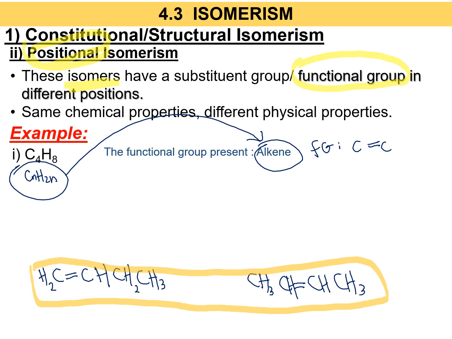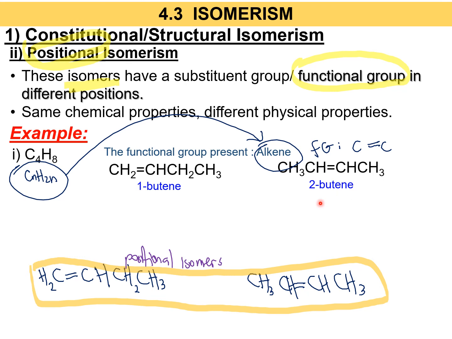Isomers. Tapi isomers apa? Positional isomers. Just because, kenapa? Kedudukan double bond dia berbeza. Boleh bertukar. Okay, kalau let's say proper sikit, so this is 1 butene, 2 butene. These two different structural formulas are actually positional isomers.